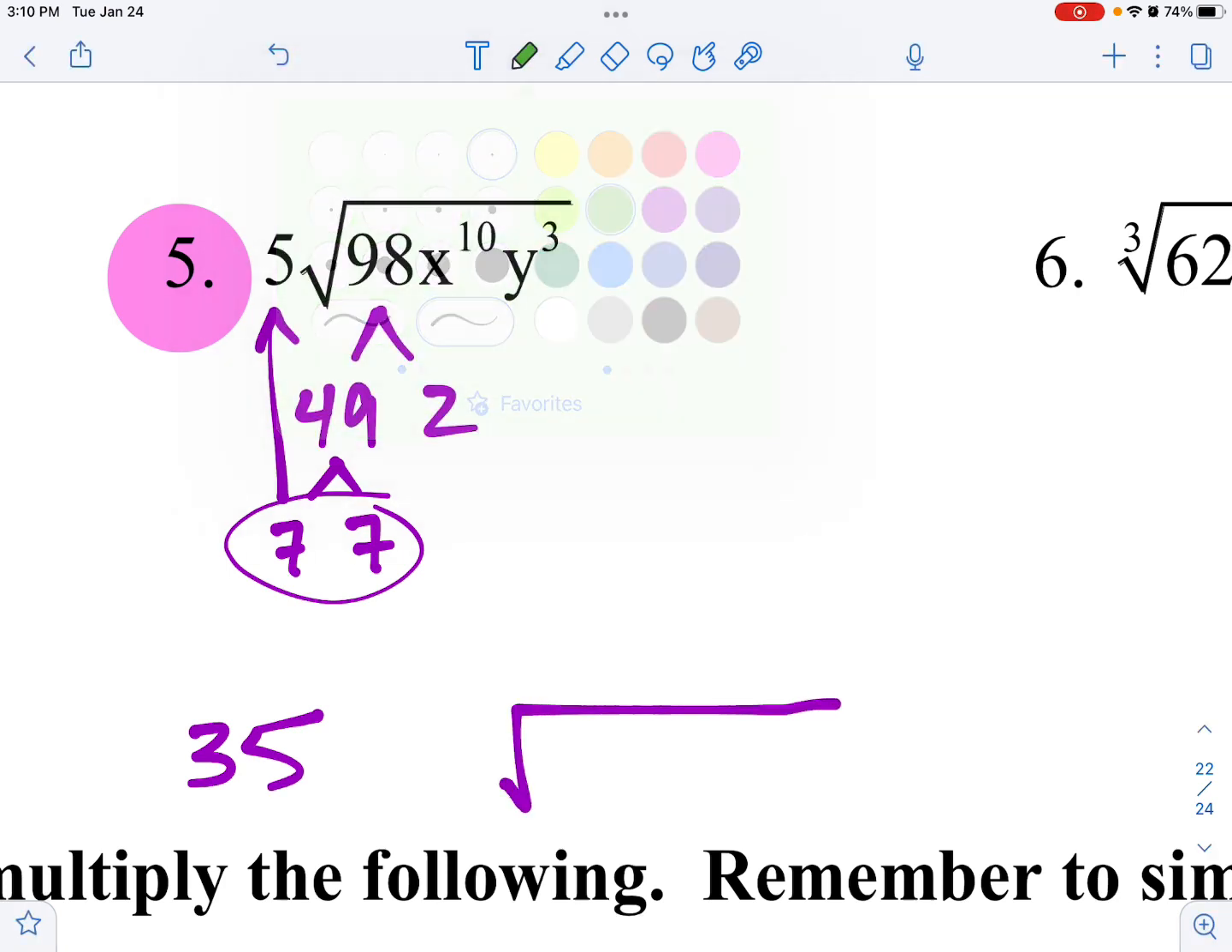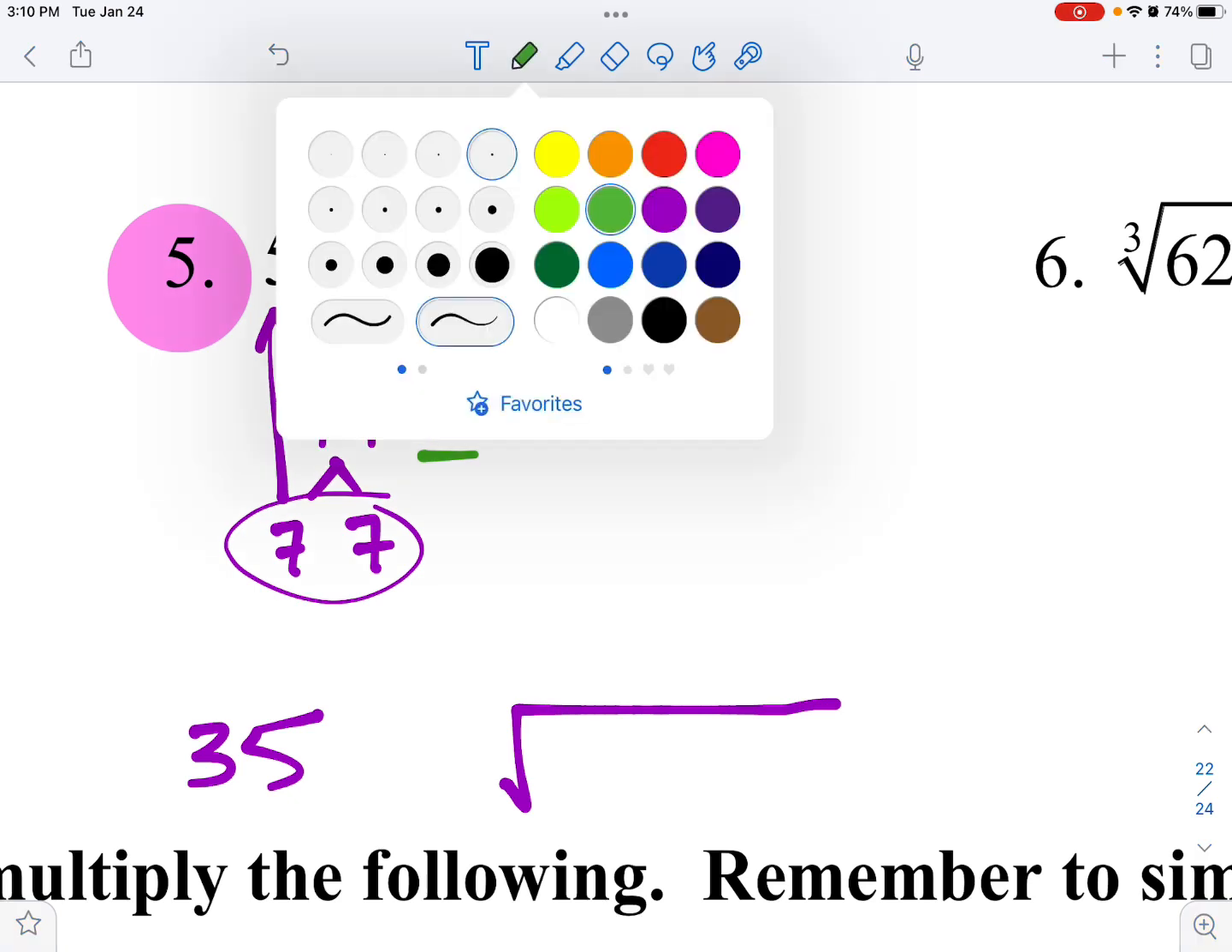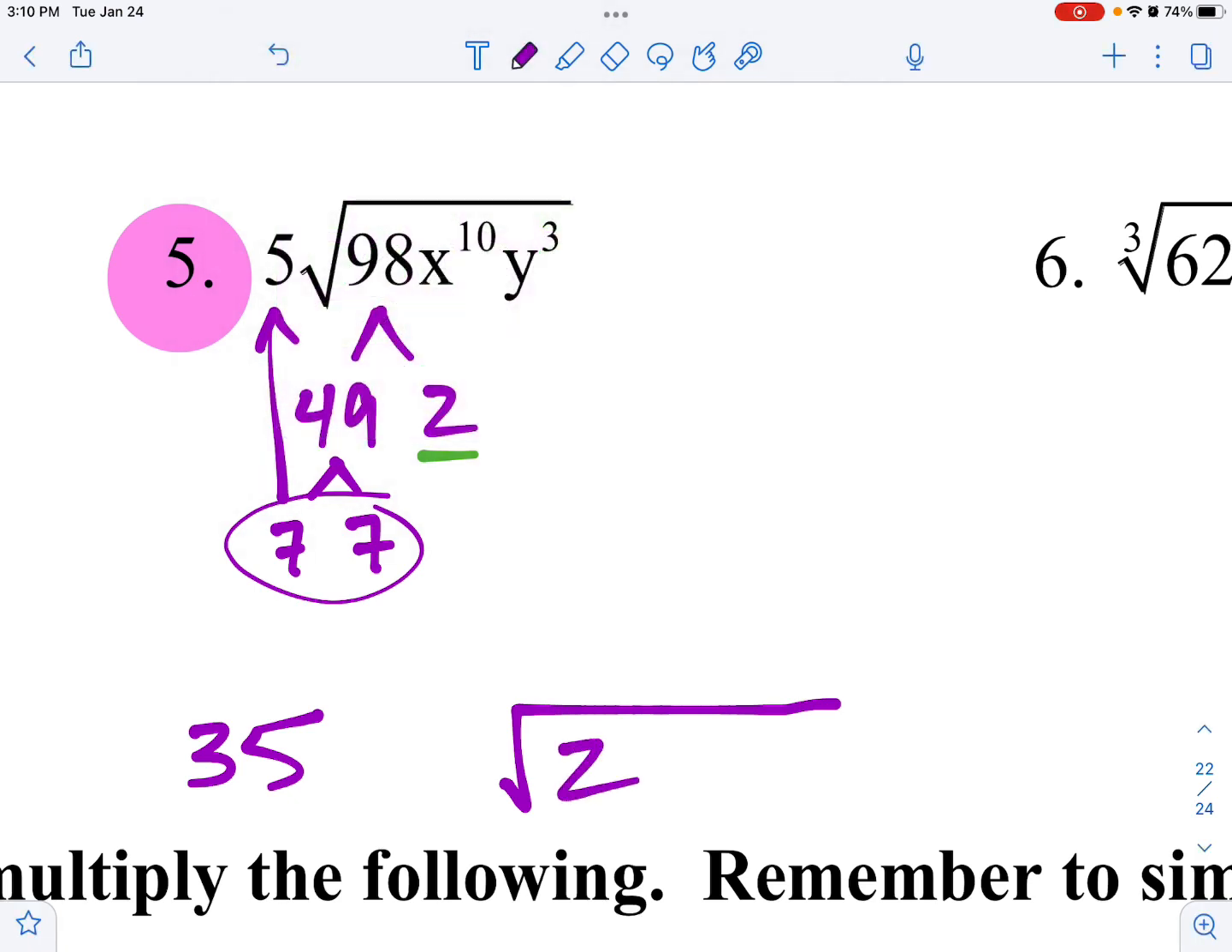And then remember this number, this 2 that didn't get circled, has to stay in. How did I get 35? Well, the 7 that came out gets multiplied by the 5 that's already there, and that's what makes 35. This 2 has to stay in. It doesn't have a partner to break out with.